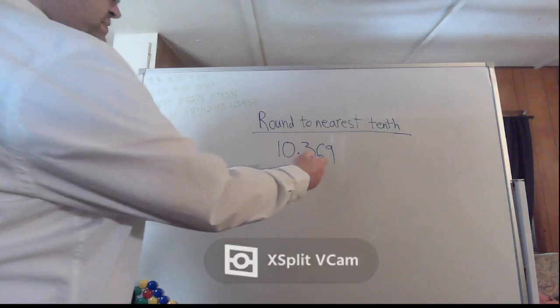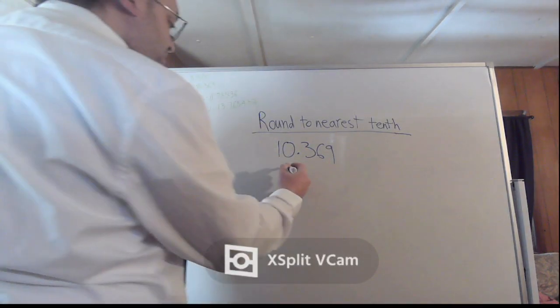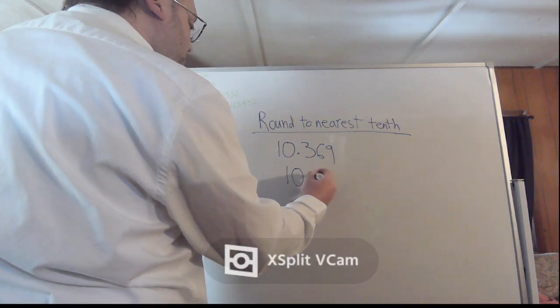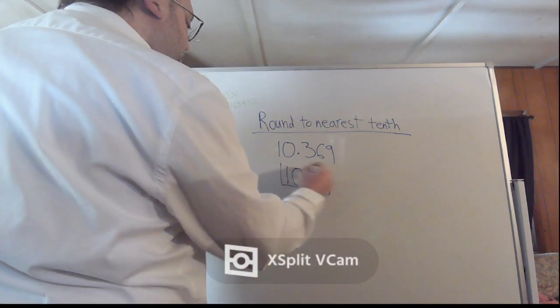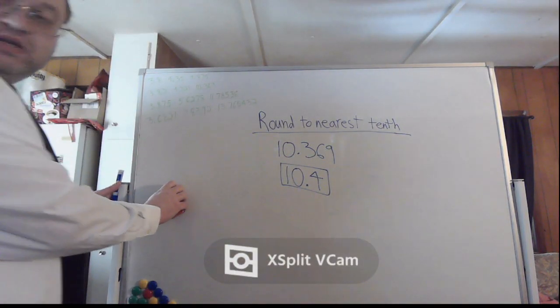Well, you have a 5 or greater in the hundredths place, so you're going to round up to the nearest tenth, which would give you 10.4. And that would be your answer, is 10.4 is what it would round to.